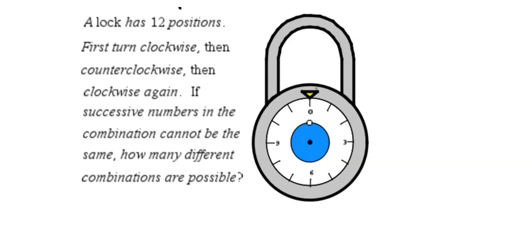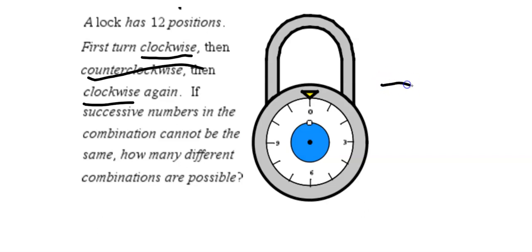Let's try a few tougher ones. It's kind of fun to do this. A lock has 12 positions, so it's kind of strange. Usually a master lock might have 36 or some more, but locks are different. If you've ever had one of these master lock type locks, it goes clockwise first, like it turns to the right, then you turn it to the left, counterclockwise, and then it goes clockwise again. If successive numbers in the combination cannot be the same, how many different combinations are possible?